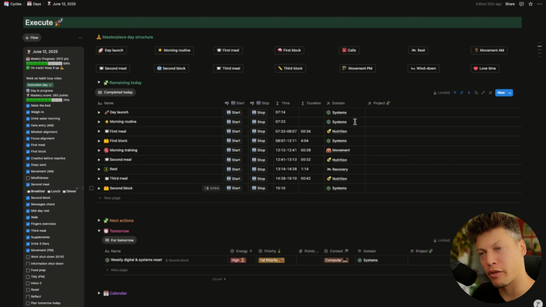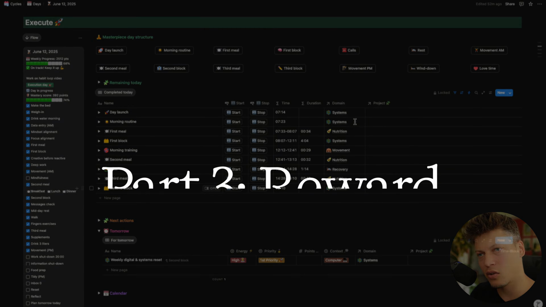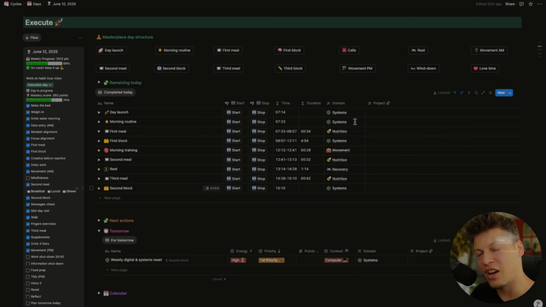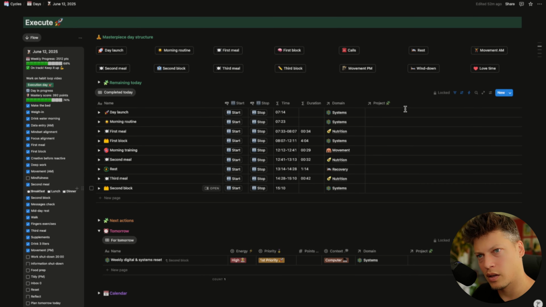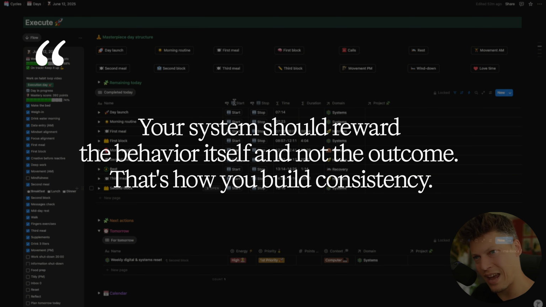Let's move to the third section of the habit cycle, and this is the reward. This is the last stage and the one that actually closes the loop. Now, you can obviously reward yourself in many different ways, but specifically in the system, that would come with some kind of a scoring mechanism that you can actually then use as feedback. And it's especially nice if you can have that habit reinforcement happen immediately. If you only see that feedback at the end of the day, it's much less effective. And also keep in mind that your system should reward the behavior itself and not the outcome. That's how you build consistency.